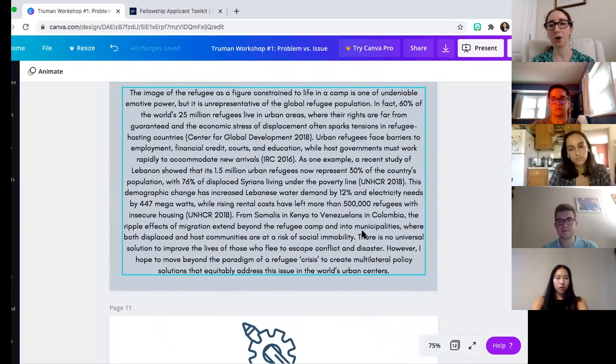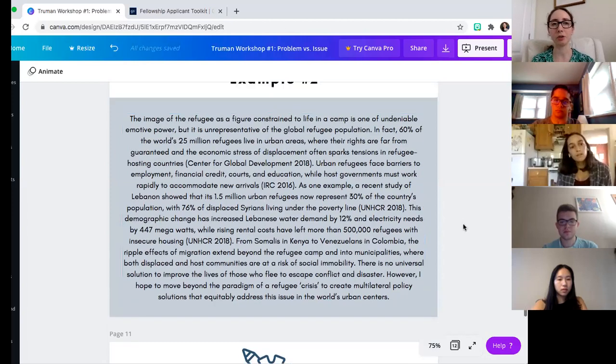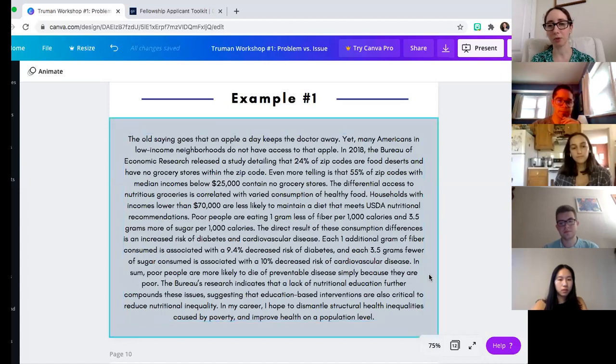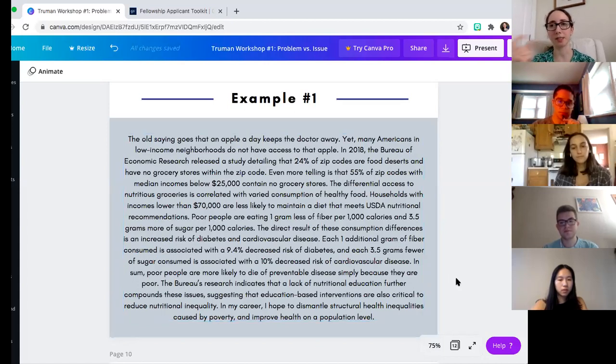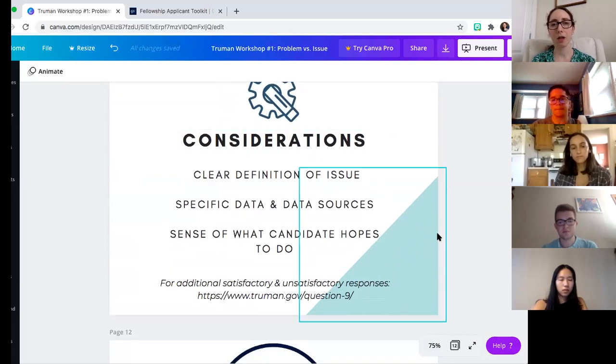Here we have urban refugee policy, because as we've learned, millions of refugees live in urban settings, when we think in fact it's more of a refugee camp type of issue. And then here we have access to nutritional foods, with food deserts being one of the central problems, which increases social disparities and inequities. So, a clear definition of the issue. We have the specific data and data sources.